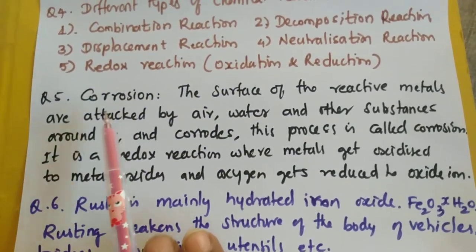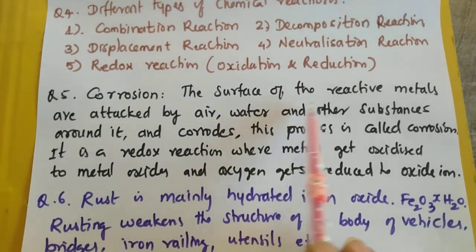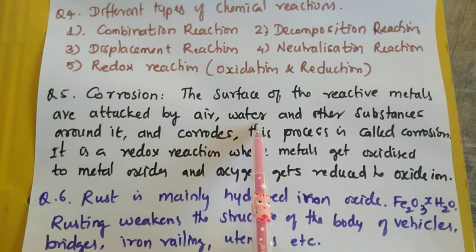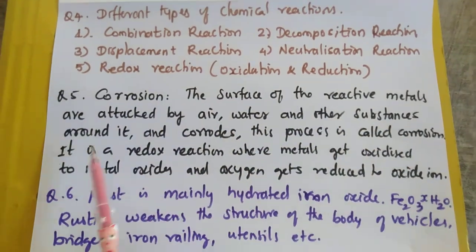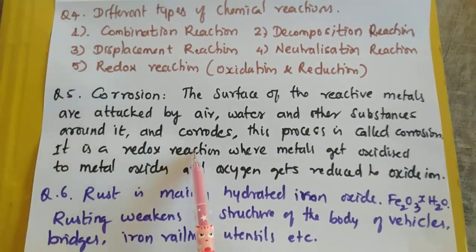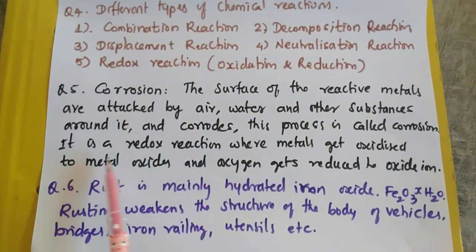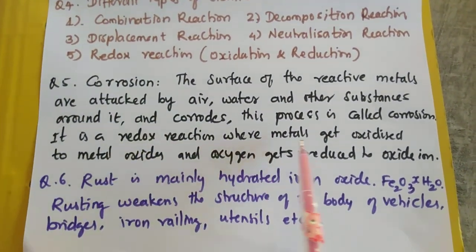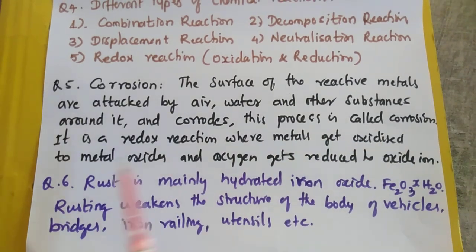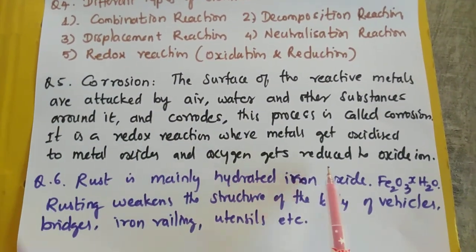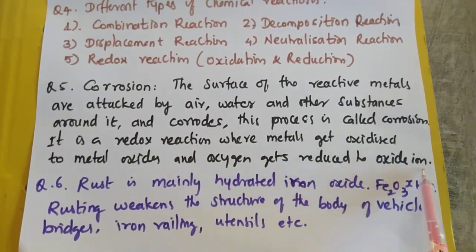What do you mean by corrosion? The surface of reactive metals is attacked by air, water and other substances around it and corrodes. This process is called corrosion. It is a redox reaction where metals get oxidized to metal oxides and oxygen gets reduced to oxide ion.